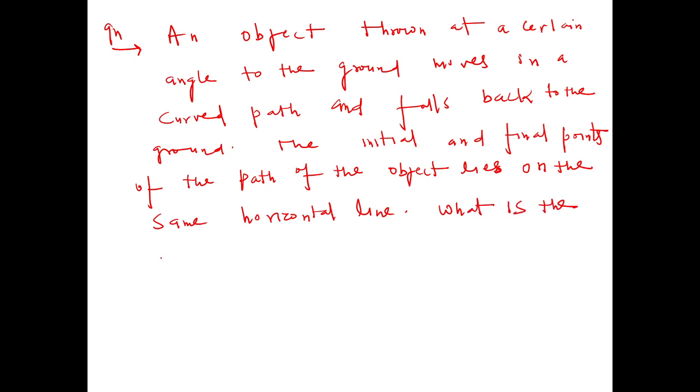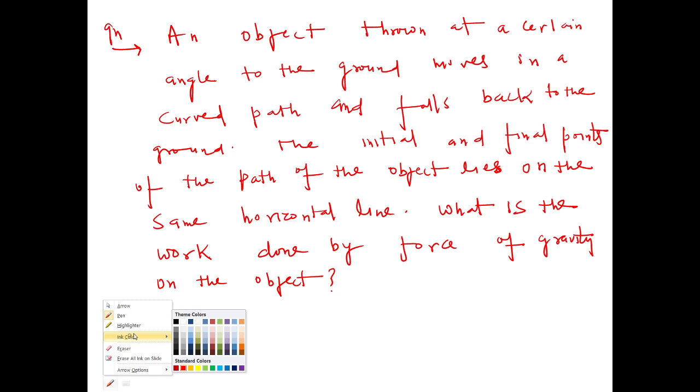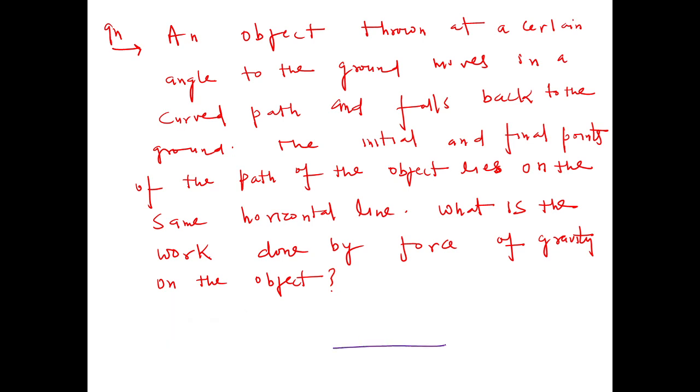What is the work done by the force of gravity on the object? Okay, so since the situation is like this, this is the initial position and this one is the final position. Initial position and final position are this, and this is the displacement.